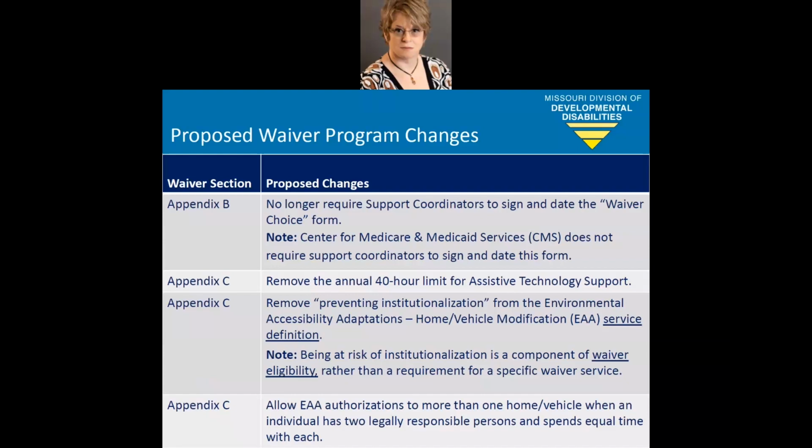Sue utilizes a wheelchair for mobility, and both of her parents need a vehicle that can support her needs. This change will support each parent to modify a vehicle they own to provide the support Sue needs while she is with them. Modifications made to more than one home and vehicle contribute to the overall EAA service waiver cap of $20,000 across 2 years.